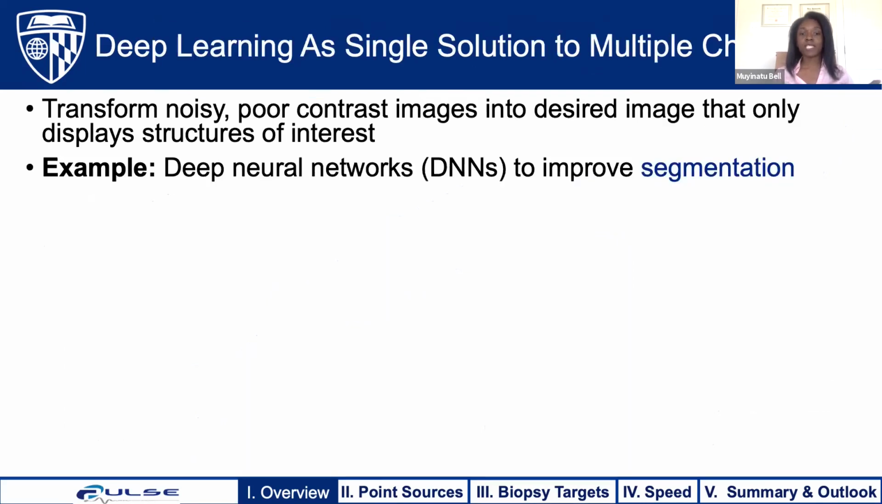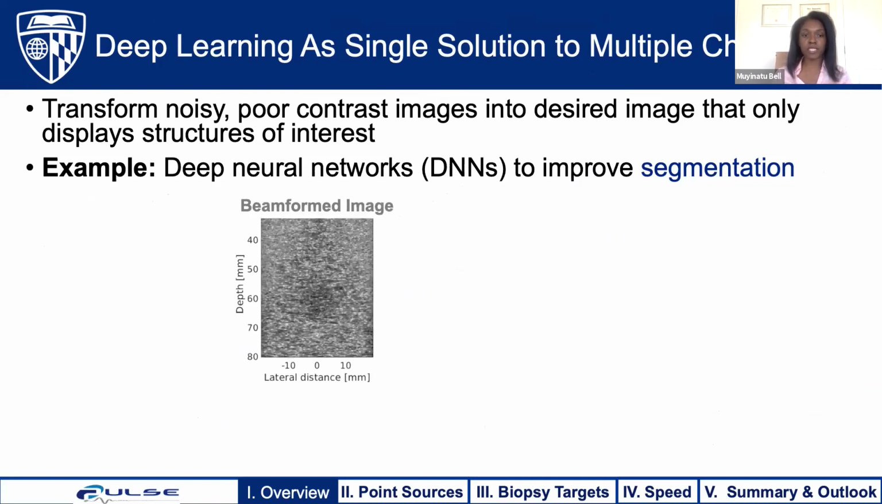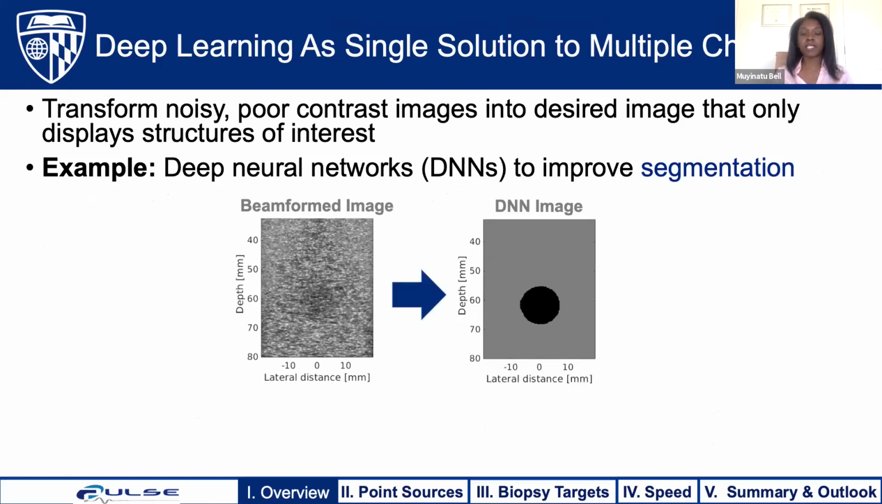And this is what motivates me to explore deep learning as a potential solution to address multiple challenges in a single step, starting with the same raw data. I would like to see us transform noisy, poor contrast images created through the mathematical models that inform the traditional beamforming process into a desired image that only displays structures of interest after taking the alternative route of applying deep learning methods to the raw data.